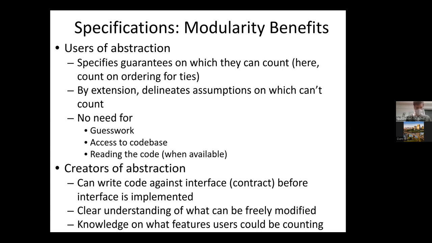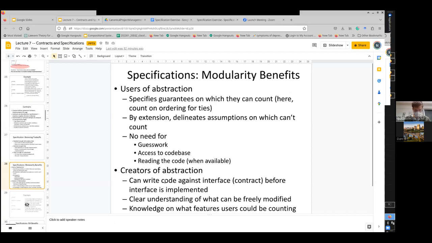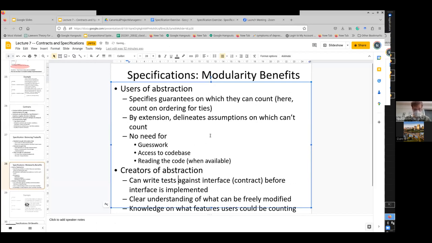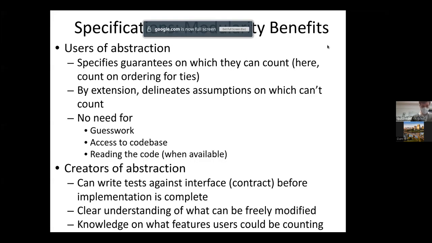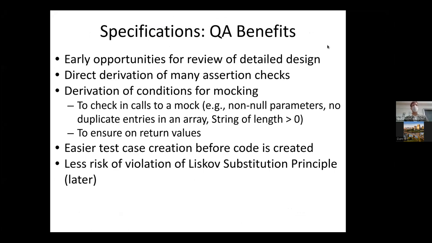So the creators of the abstraction have real benefits. And moreover, they can actually take advantage of benefits here. If they know what the contract is, they can write tests against it, right? So here, this should really say write tests against the interface before the implementation is complete. They can basically write tests to ensure that it will be working properly. Okay.